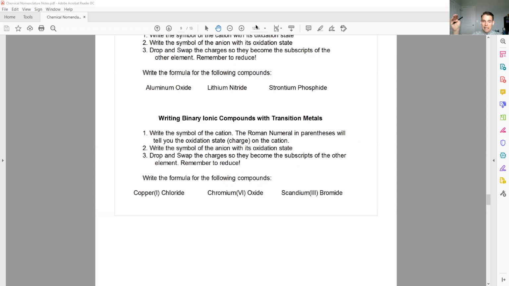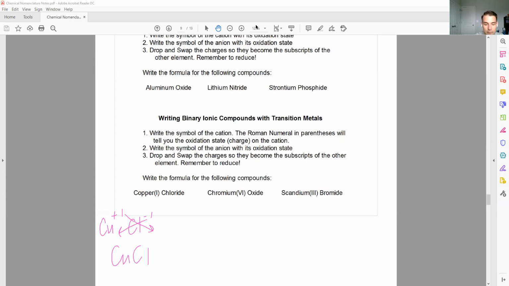Write the symbol of the anion with its charge, drop and swap. Remember to reduce if possible. So copper 1, so that's +1. Chlorine, -1. Switch them, we get CuCl. That's copper 1 chloride.